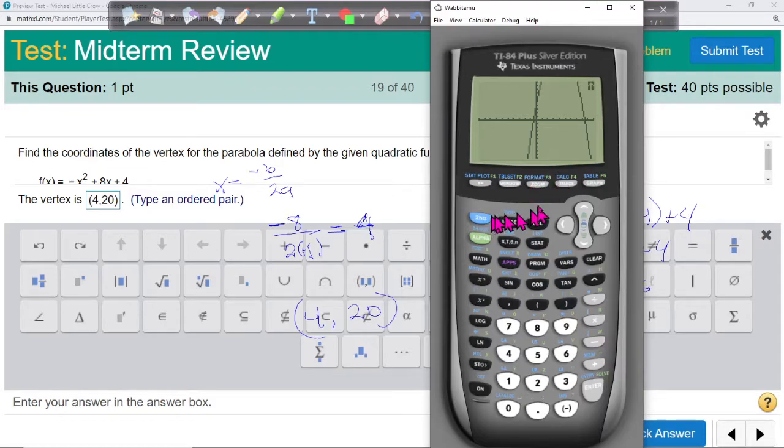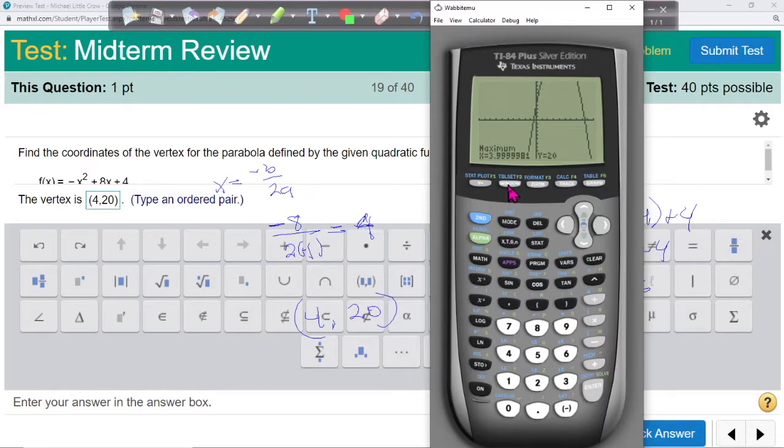I'll just show you. Go second calc. We're going to find the maximum. Oops, what did I do? Second calc. Maximum, number 4. So we could do a left bound. I can see I'm to the left. It's up here. And then what I do is I just arrow up and I keep going to the right till I come back down. Okay, there I am. I went up and down. Enter, and then I enter again. It'll give me my answer, 4, 20.